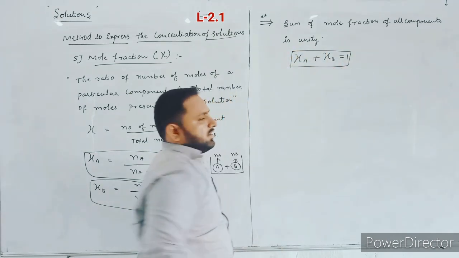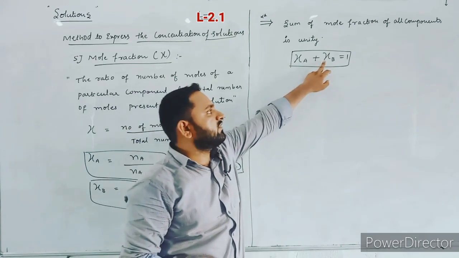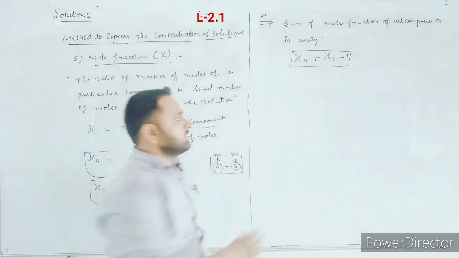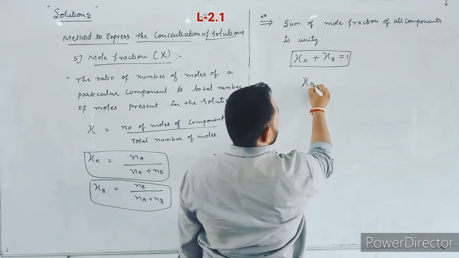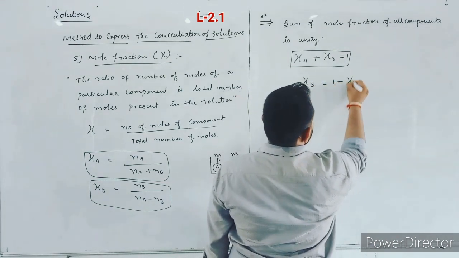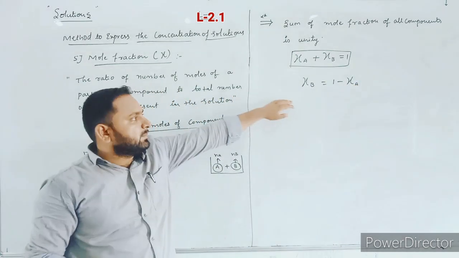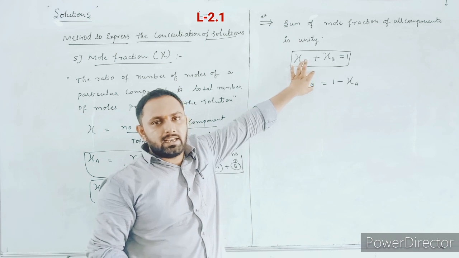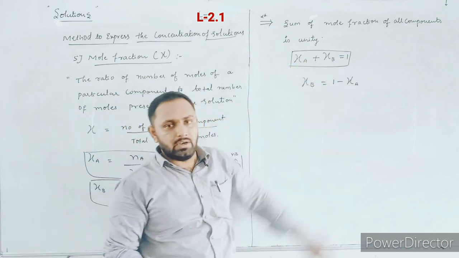Here in this case, if we know mole fraction of A, then we can easily calculate mole fraction of B just by rearranging this equation. We can rearrange like this. Mole fraction of B is equal to 1 minus mole fraction of A. By using this mathematical expression, we can easily calculate mole fraction of B when mole fraction of A is known.